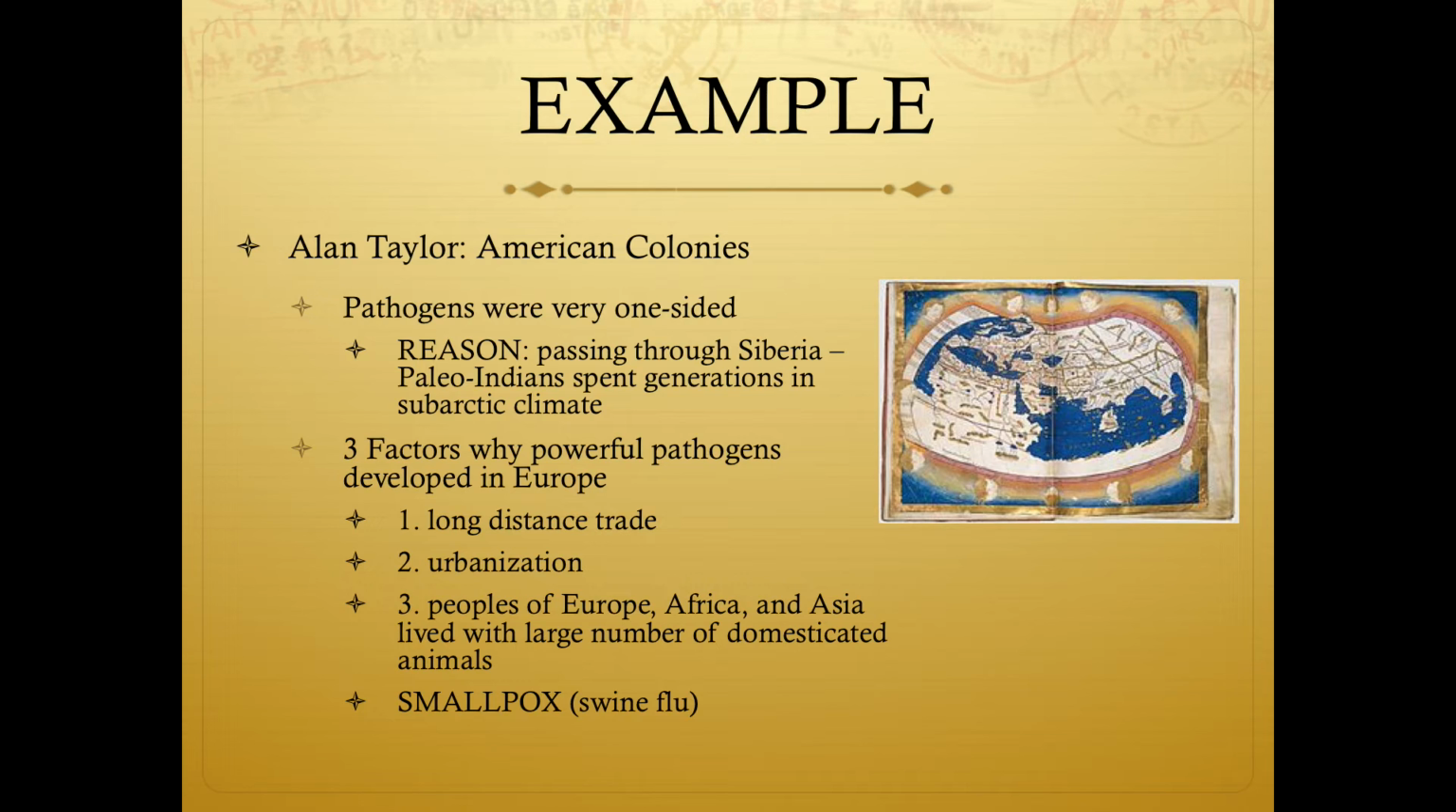Why was it so one-sided? Why did the Indians die so readily and the Europeans were not? Well, again, Europe had developed a lot of immunity towards these various diseases. But also, why did they never develop natural immunities?